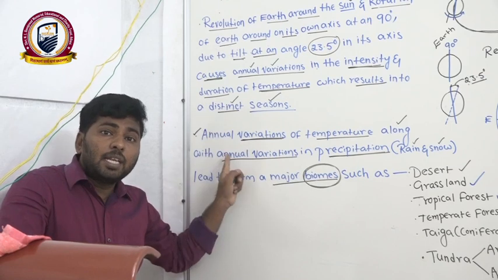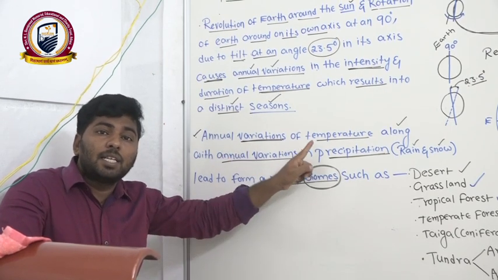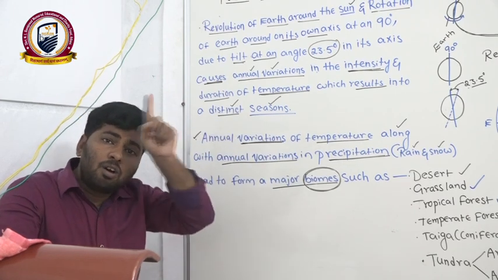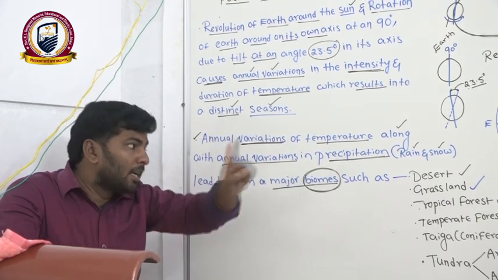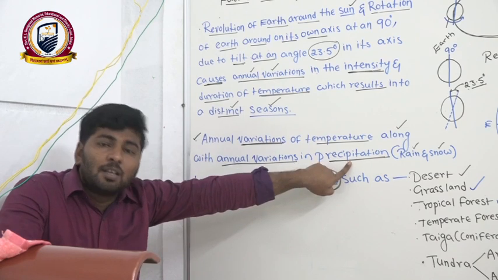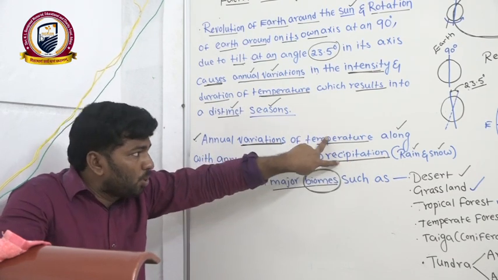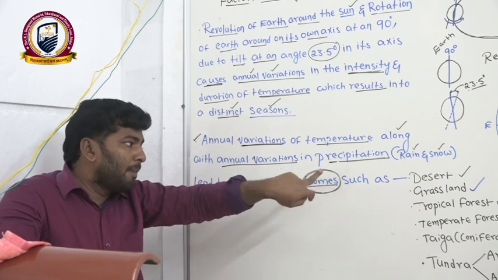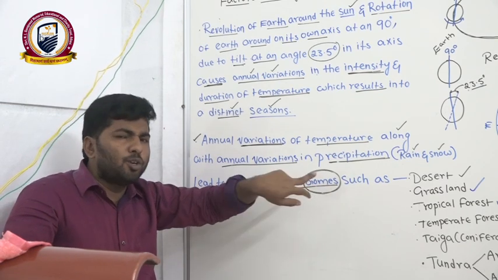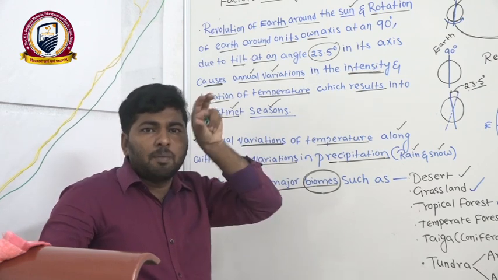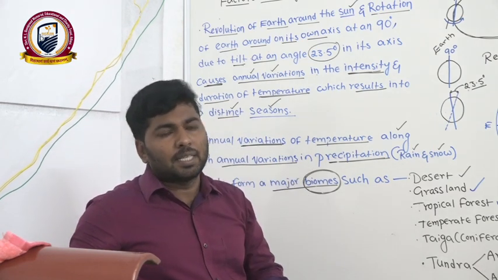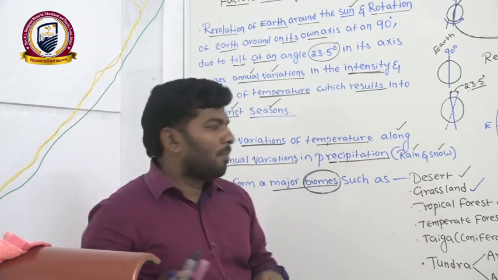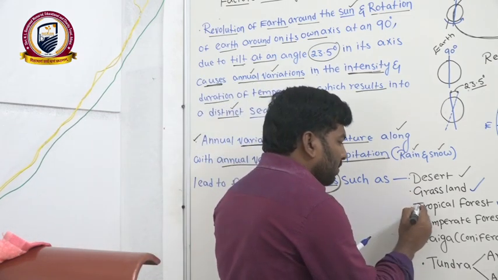How are these biomes formed or generated? Because variations happen in the intensity and duration of temperature annually, and along with this, changes happen in the precipitation. These two together result in different kinds of biomes. Many biomes are there, but the major biomes we are discussing in this lesson, the only ones given in our chapter, are 6 types of biomes.